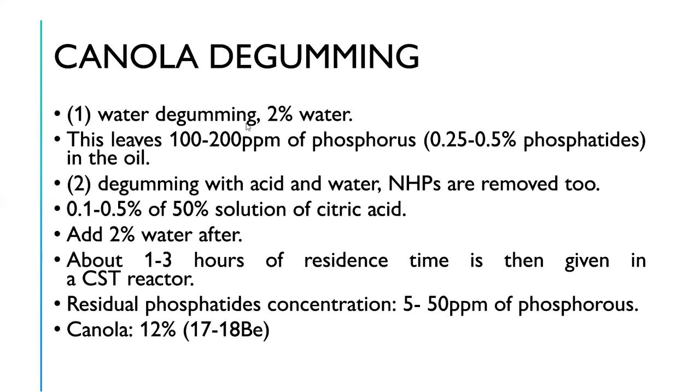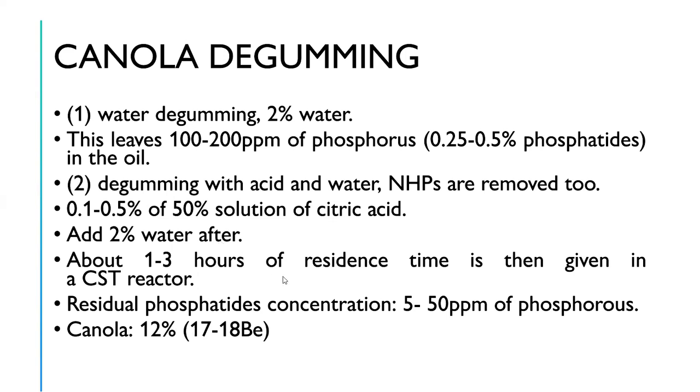It's either you do the water degumming and you add 2% water, 2% of the oil, on a weight basis. This leaves 100 to 200 ppm of phosphorus, or 0.25 to 0.5 phosphatides in the oil. Or else you can do the acid water degumming, whereby you also remove the non-hydrated phosphatides. You can also use 0.1 to 0.5% of a 50% solution of citric acid. But mostly in industry, they just use phosphoric acid. You then add 2% water after.